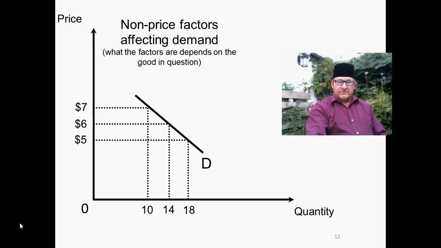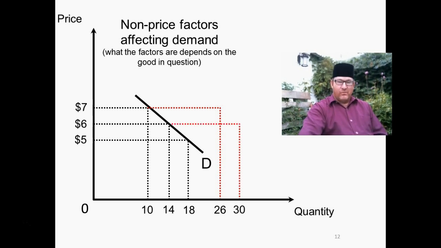So if we were to assume, for example, that we were sticking with our kebab story, then we might say that as the income of kebab consumers goes up, assuming that the kebab buyers aren't already that wealthy, they'd be willing and able to buy more kebabs, whatever the price is. If the price were $7, they'd now be willing to buy more kebabs. If the price were $6, they'd be willing to buy more kebabs. If the price were $5, they'd be willing to buy more kebabs.